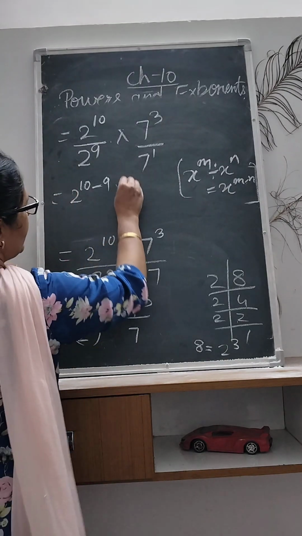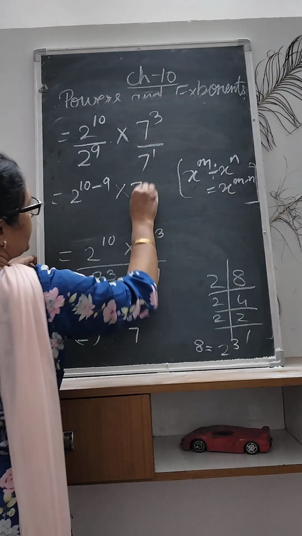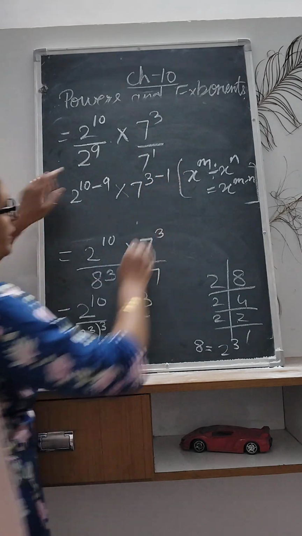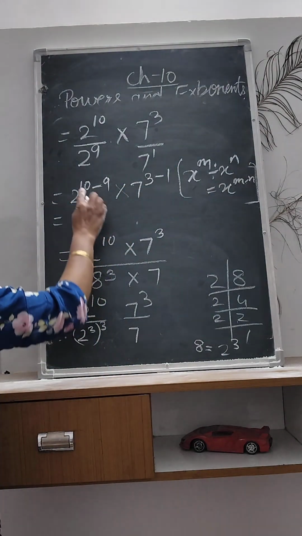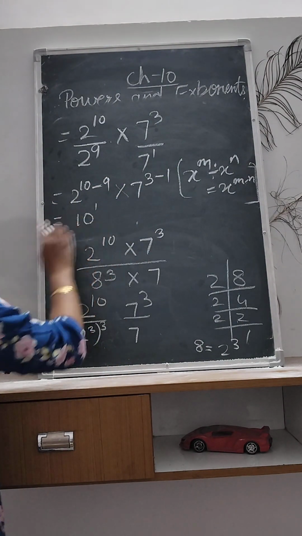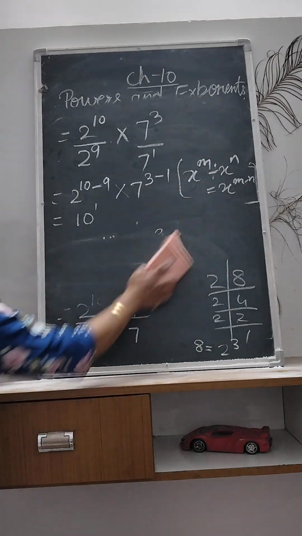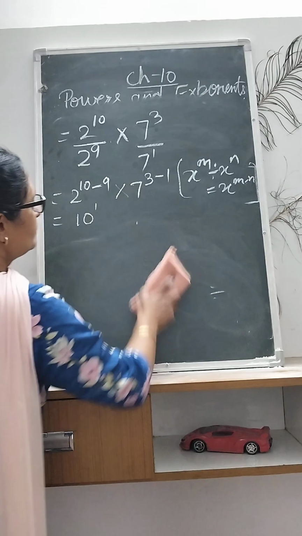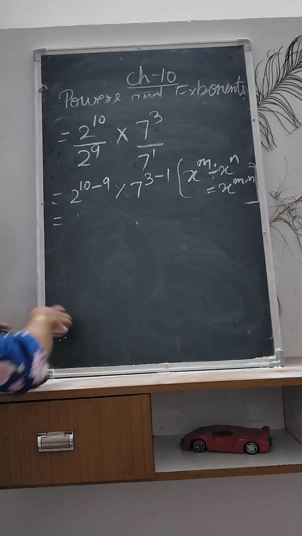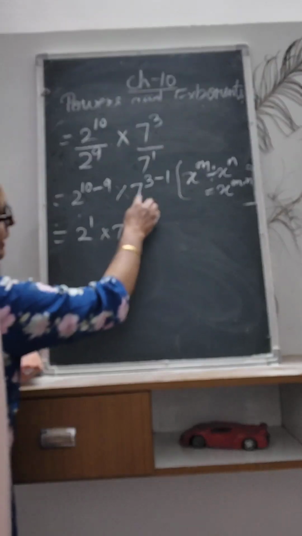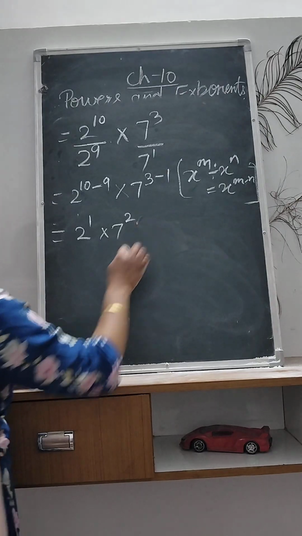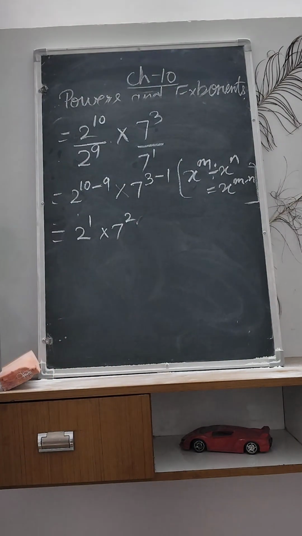It would be subtracting. Now here, this 7 raised to power 3 is also dividing, that means 3 minus 1. So 2 raised to power 10 minus 9 is 1, and 7 raised to power 3 minus 1 is 2. So this is your answer, students. I hope you are understanding. Let me do one more part, the last third part.